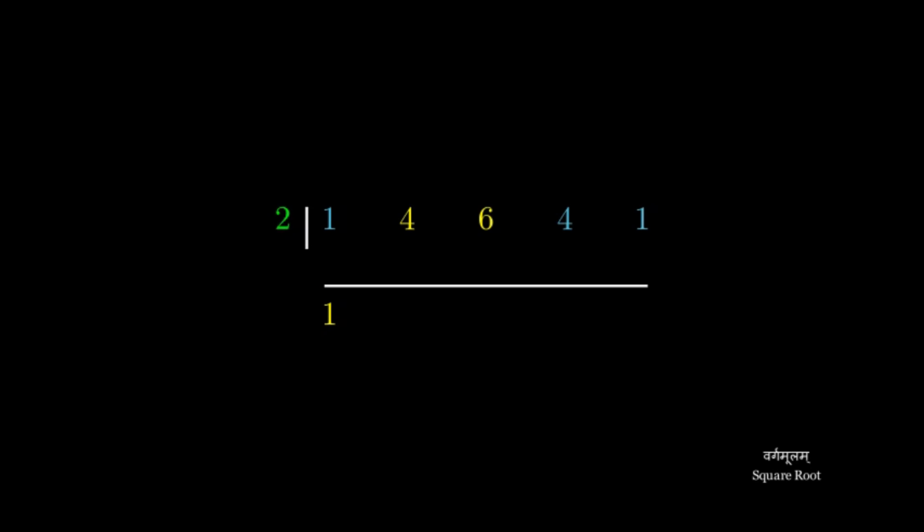Now the next digit 4 is divided by the temporary divisor and we get 2 as quotient, and this is our second digit. Now we apply the D operator on second digit 2 and we get the result 4. This 4 is subtracted from next digit 6 and the result 2 is divided by 2 and we get 1 as the next answer digit.